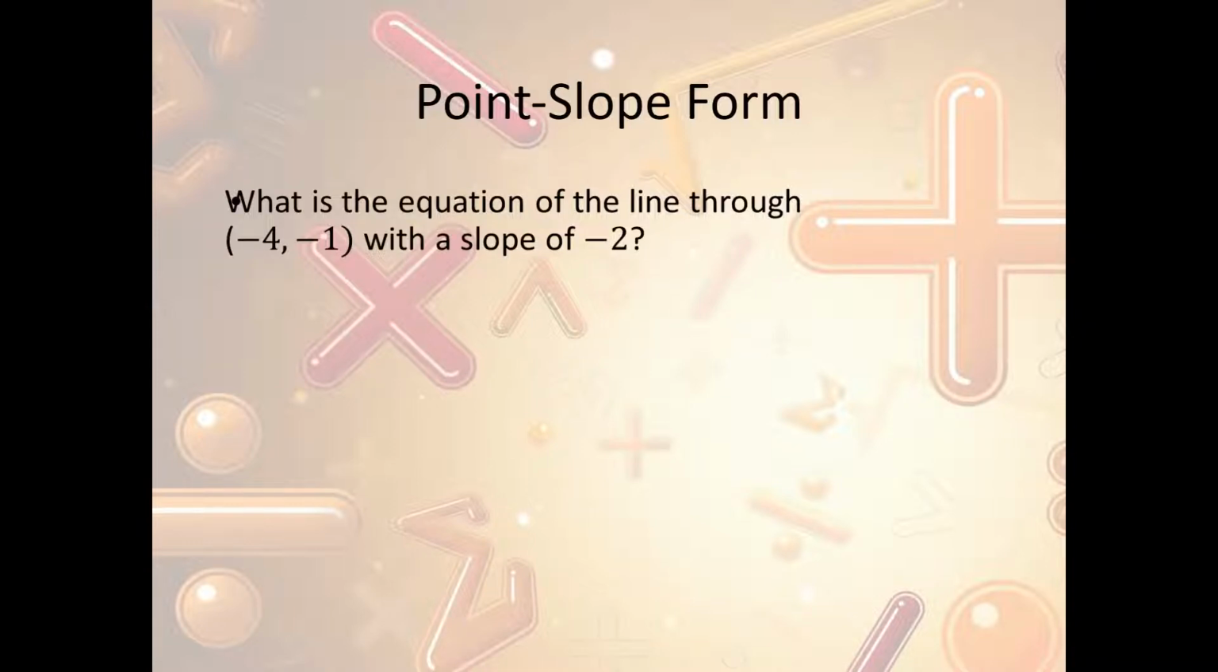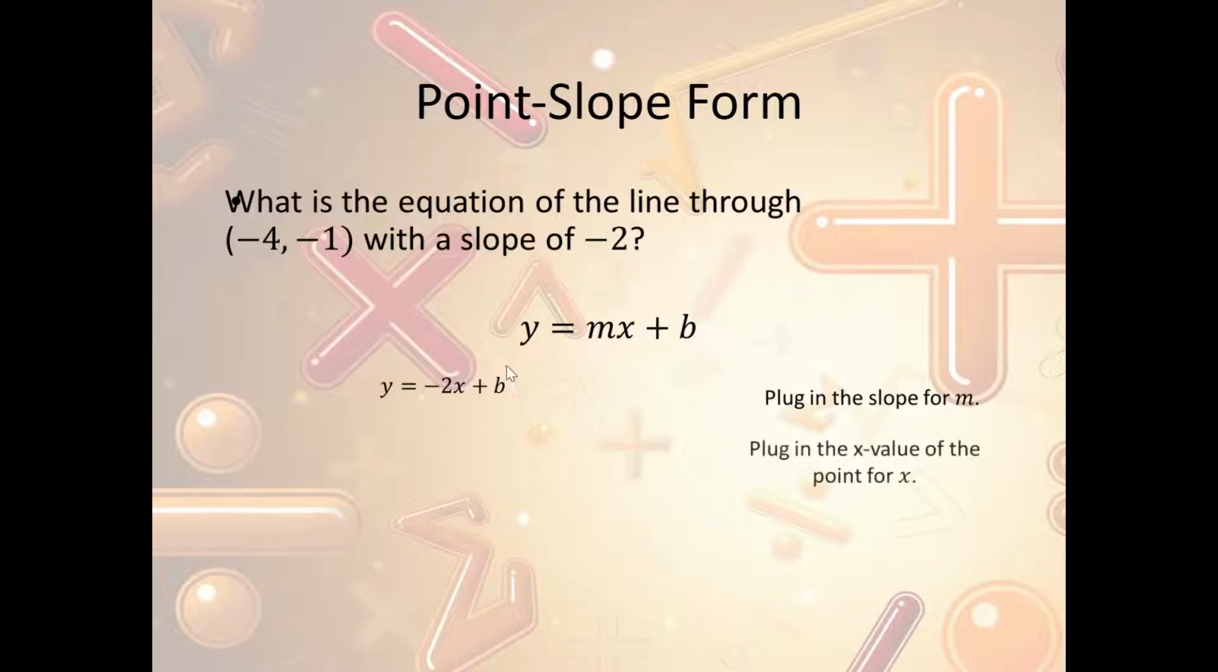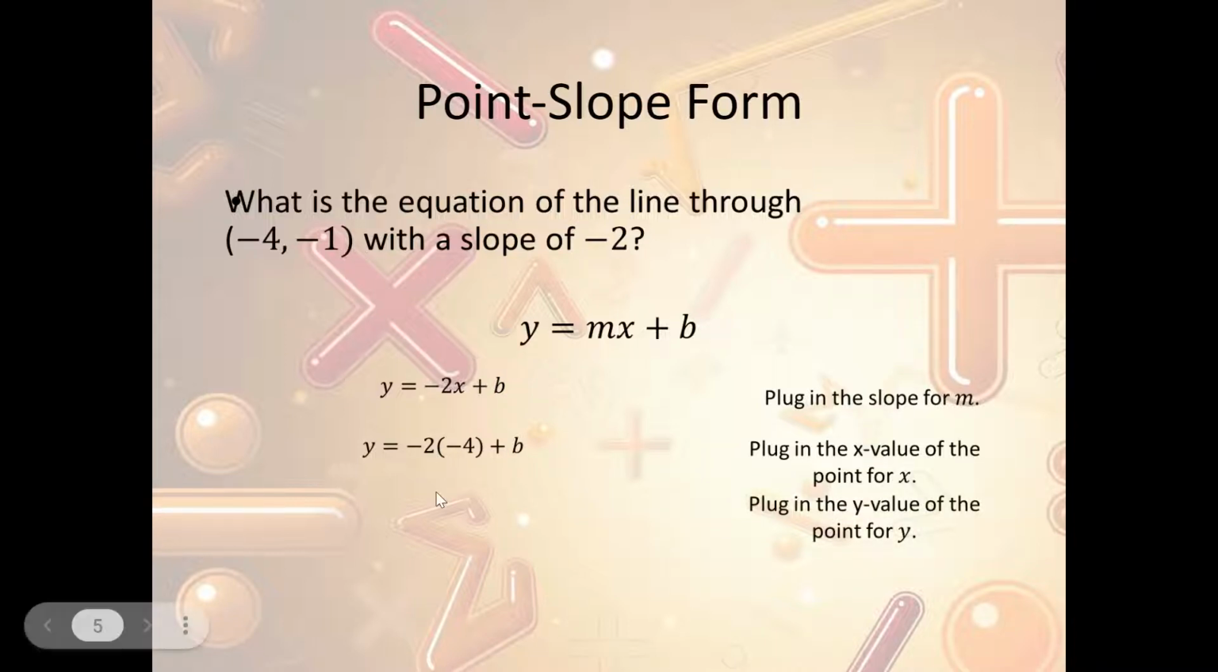Now let's look at another example. We have (-4, -1) as our point, and the slope is -2. We're going to start with y equals mx plus b, and plug in what we know. The slope is -2, so that goes in for m. So this becomes y equals -2x plus b. Then we plug in our x value, which is -4, so y equals -2 times -4 plus b. Then we plug in our y value, which is -1. So this is -1 equals -2 times -4 plus b.